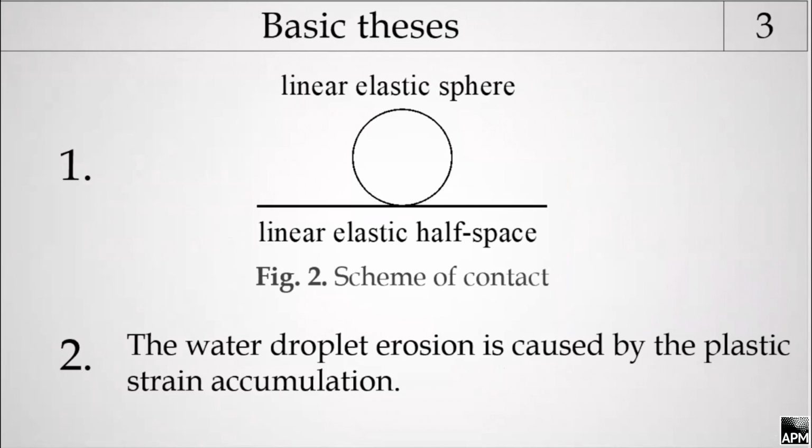First of all, we consider the turbine blade as a linear elastic half space and the water drop as a linear elastic sphere. We accepted the well-known hypothesis according to which the water droplet erosion is caused by the plastic strain accumulation. So we use the yield criterion.